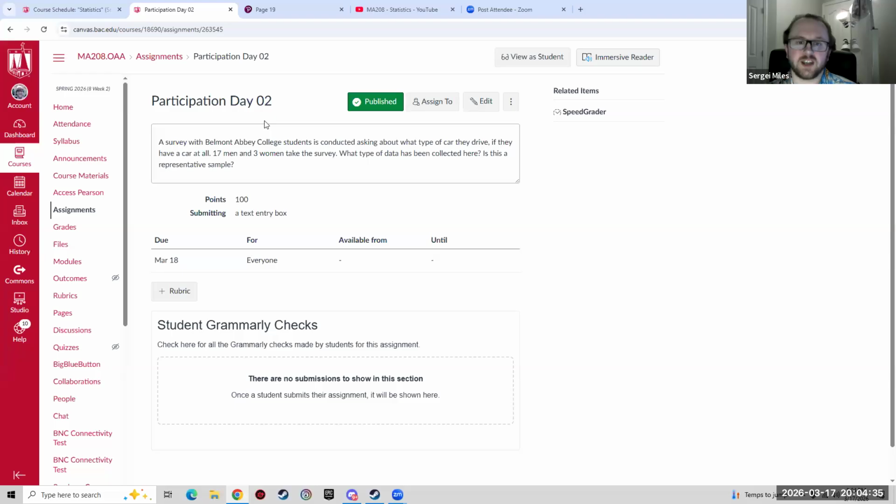All right. So for today's participation question, I've got a text box here. This is qualitative data, and it is not representative. Okay? So this will give us our answer for today's participation question. It is qualitative data, and it is not a representative sample.